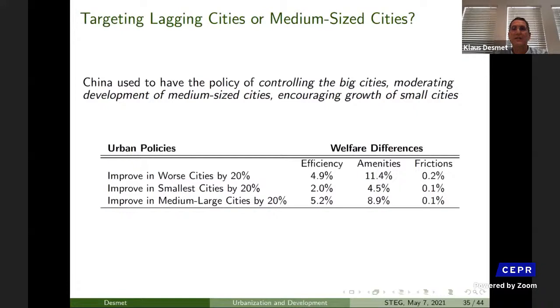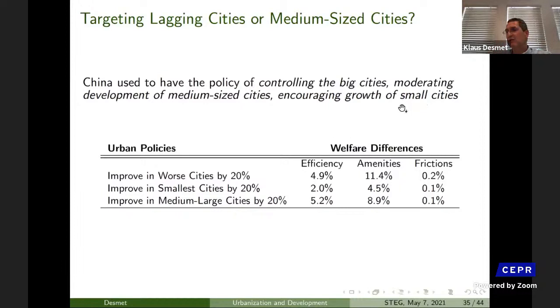And the reason why we wanted to look at that is because China, for a while at least, had this policy, which I mentioned here at the top in italics, of controlling the big cities, moderating the development of medium-sized cities, and encouraging the growth of small cities. So you can say, okay, what would happen if we actually gave incentives for small cities to grow? Would that be a good thing?